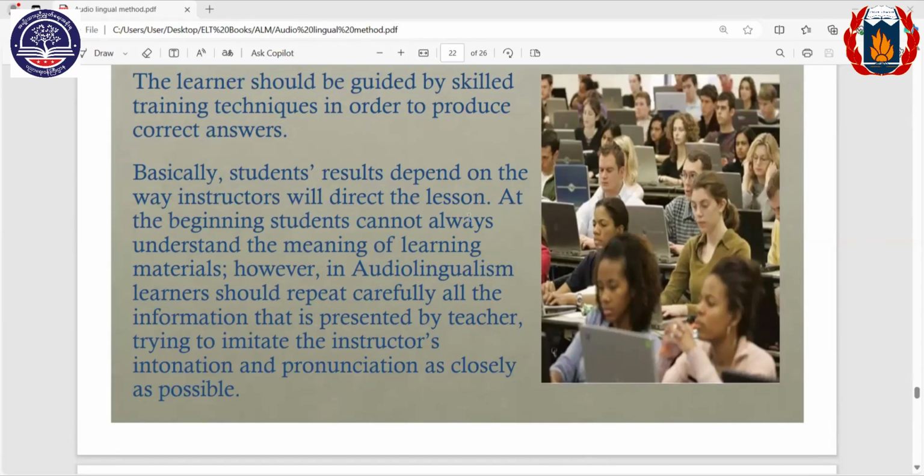Here, it mentioned that at the beginning, students cannot understand the meaning of learning materials. But in the audio-lingualism approach, students need to repeat again and again all the information produced by the teacher. They need to imitate the teacher's intonation and pronunciation as closely as possible. That's why, from the teacher side, the teacher needs to produce the proper intonation and the proper pronunciation.